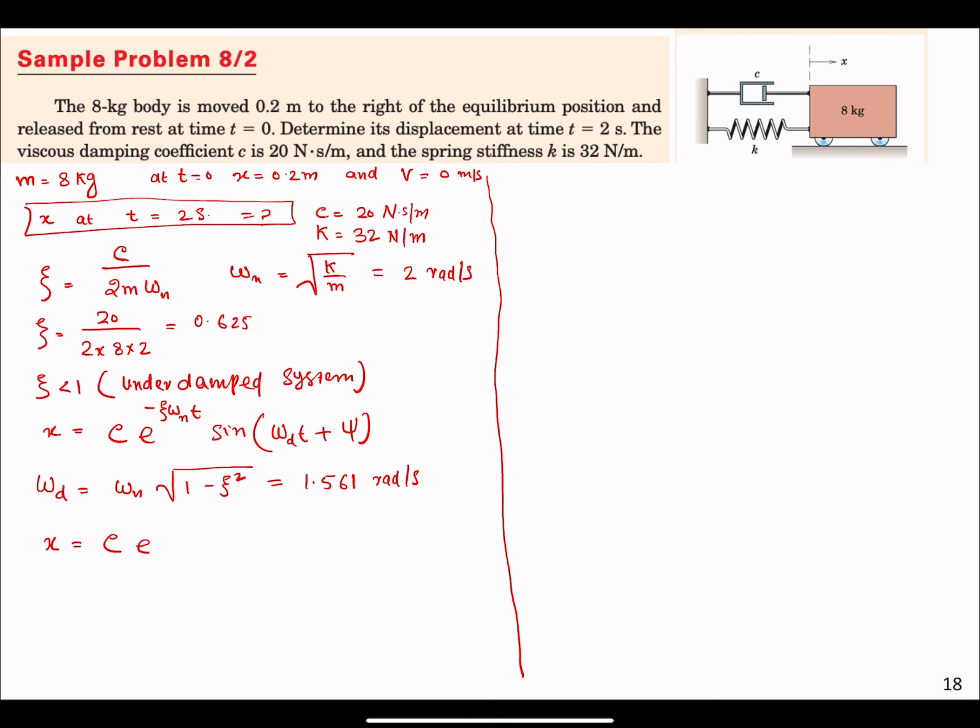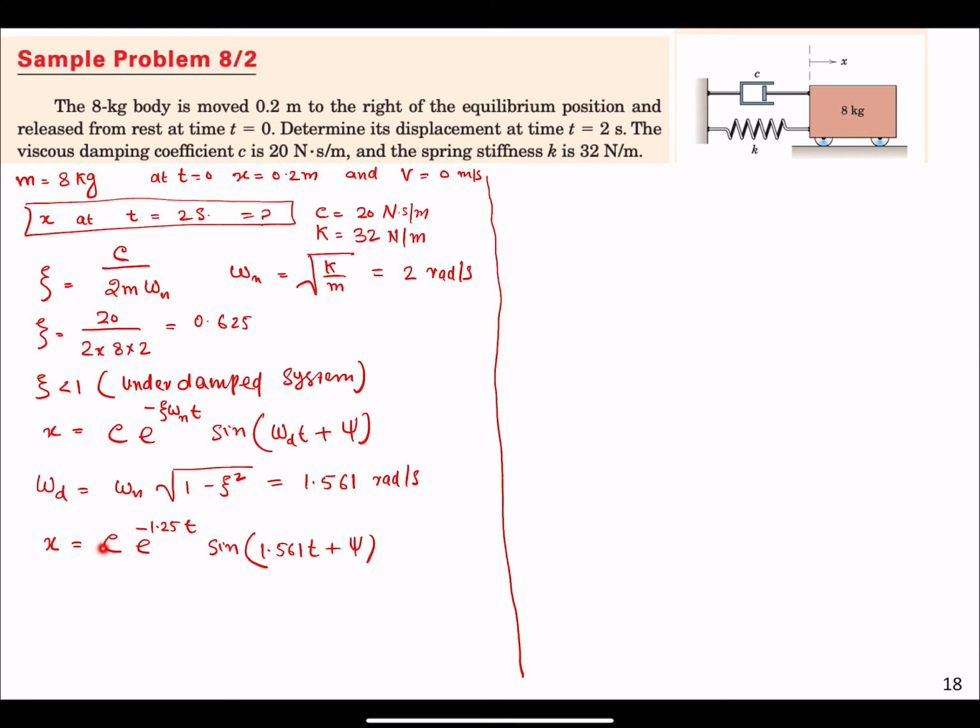Okay, so we can put the values of the knowns in the equation and see how it will look. It becomes minus 1.25 t, and then sine of omega d, which is 1.561 t, plus psi here, and this 1.25 is just the multiplication of zeta and omega n. Now in this equation, we need to know the value of C and psi.